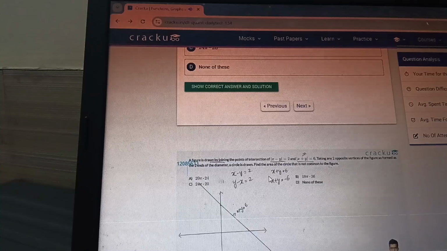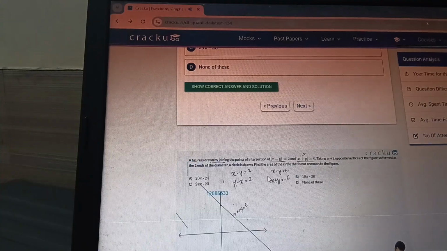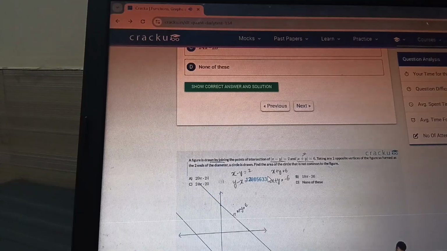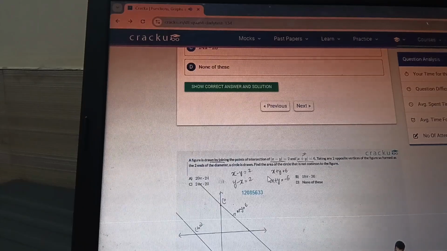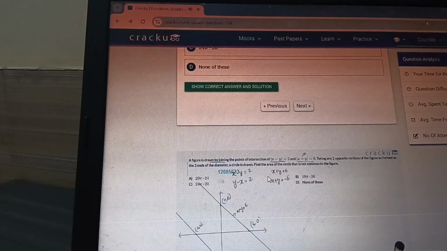Similarly, the line x plus y is equal to minus 6 will be parallel to this line, but it will be on the other side of the origin. So it will look something like this. It will intersect the x-axis at minus 6, 0. Similarly, this has intersected the y-axis at 0, 6 and the x-axis at 6, 0.